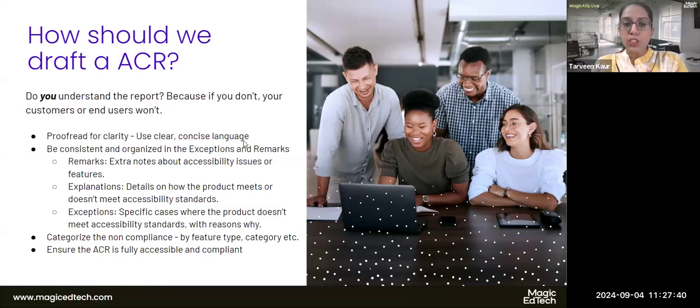Ensure that your document is fully accessible and it has all the information that can be read through a screen reader. Even for bulleted content, try using a standard bullet format instead of adding icons or images in the bullet. Then it becomes very difficult for a screen reader user to read that document. So these are very important aspects of an ACR.